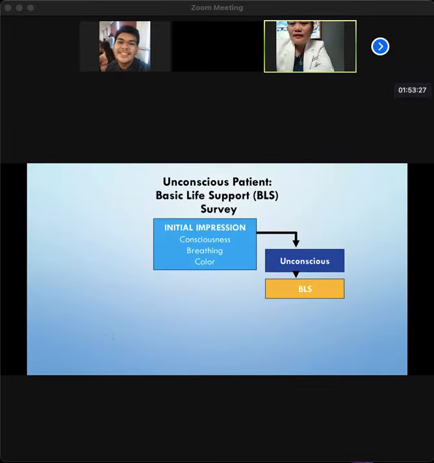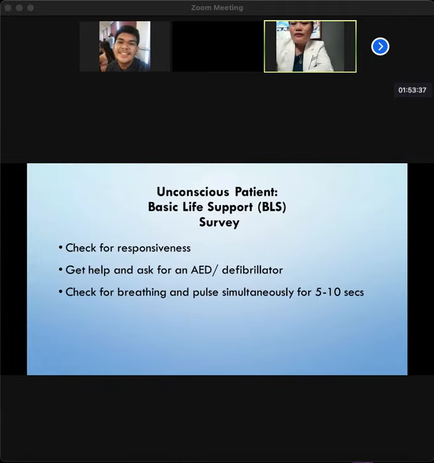So, after checking the consciousness of your patient while assessing the breathing and the color of your patient, okay, you do your survey. So, while checking for the responsiveness, pag na-check mo, unconscious yung patient, you can opt to get help. You ask somebody to get defibrillator or AED. Okay? Or you just ask help.